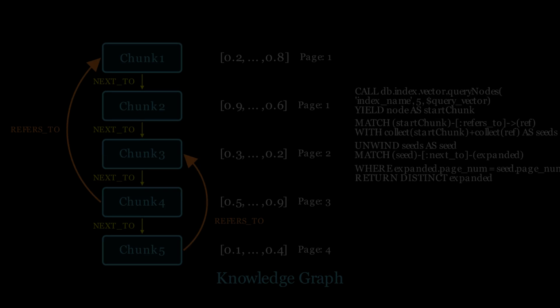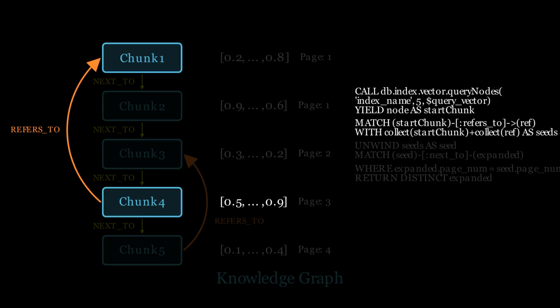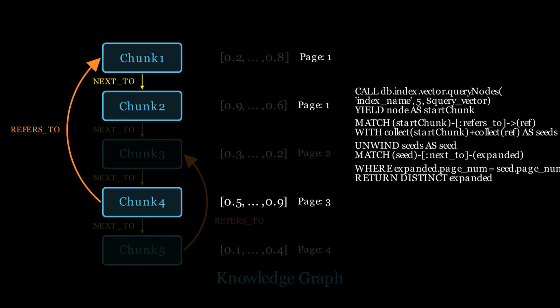First, it will do a semantic search and find, let's say, chunk 4 matches semantically with our query. Then the references are fetched, which is chunk 1. As for the nodes we traversed, it collects the adjacent nodes, which are chunk 2 and chunk 5. Since we want adjacent nodes to be in the same page, we are eliminating chunk 5 and finally left with chunk 1, 2 and 4.